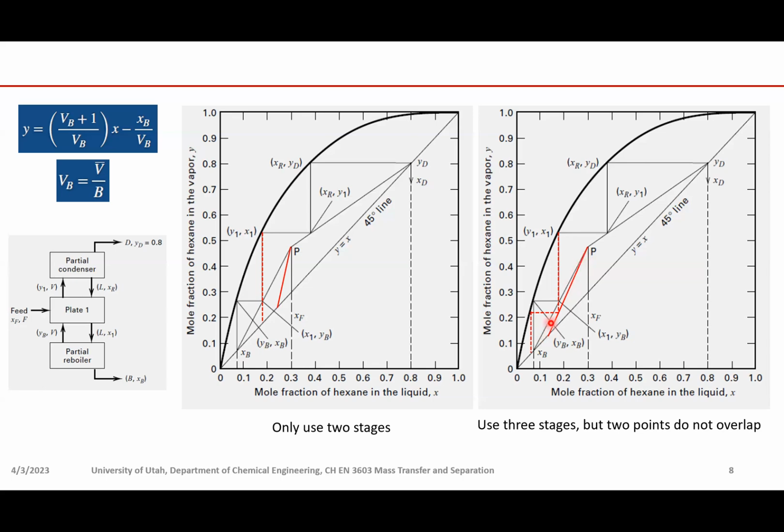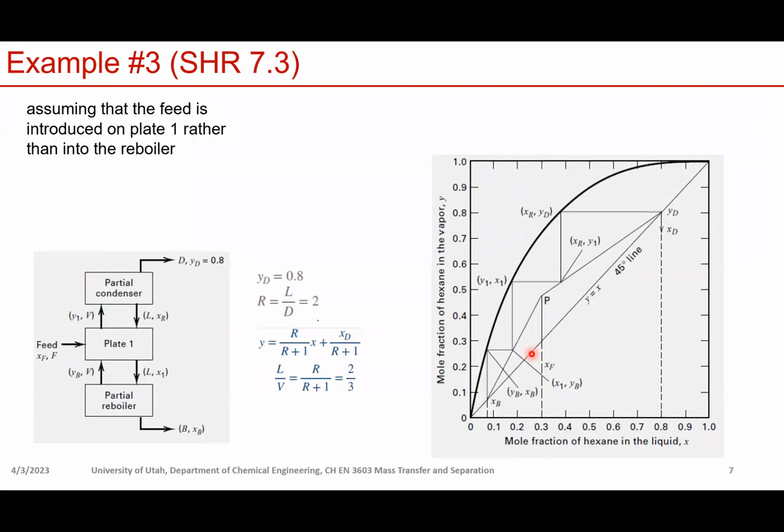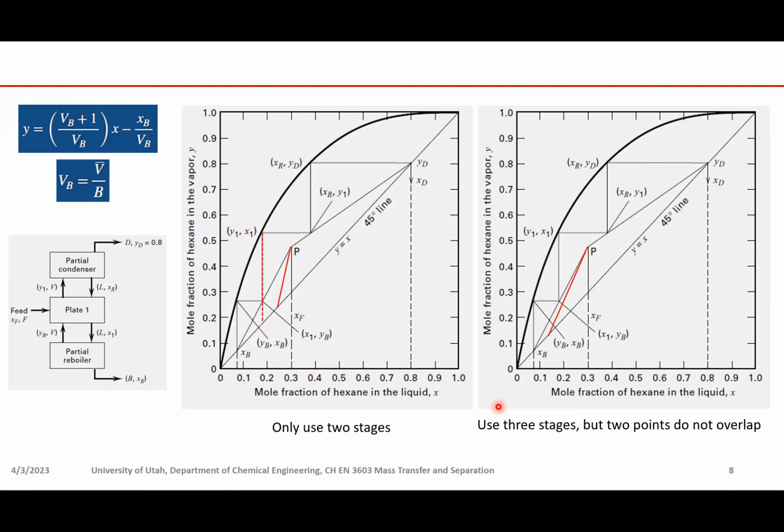Then you can further reduce the slope and do this back and forth until this point overlaps with that point. Then you basically get this solution. Okay. Then from this line, you can read off the composition of your bottom XB. Then from mole balance, you can compute B and D. Okay, so we're going to stop here.